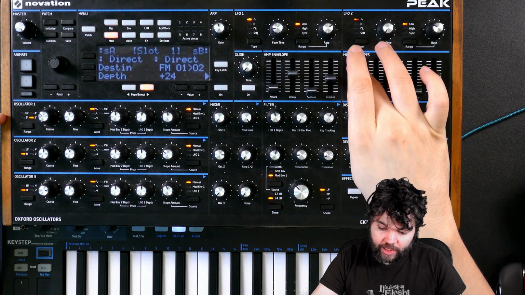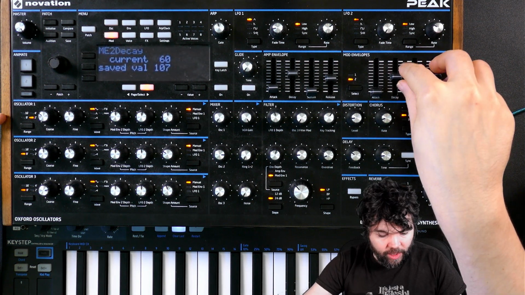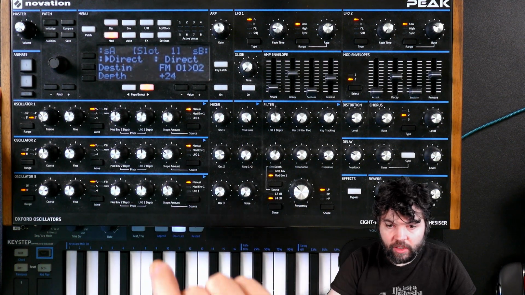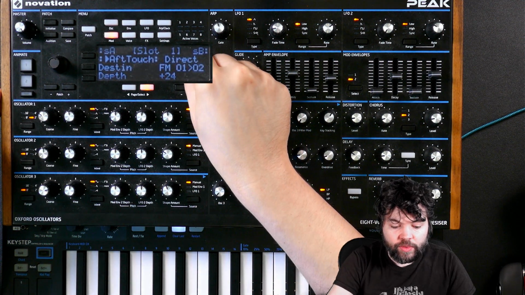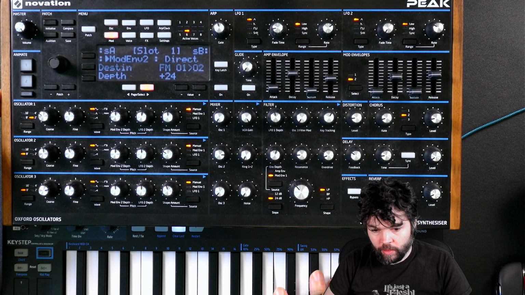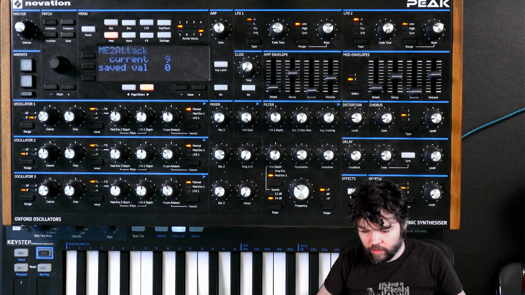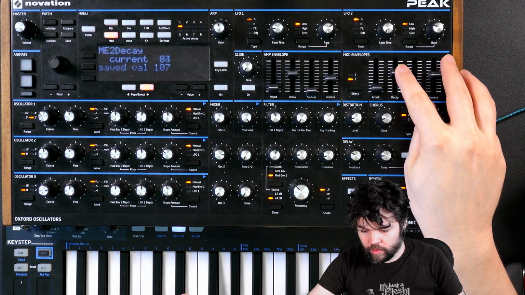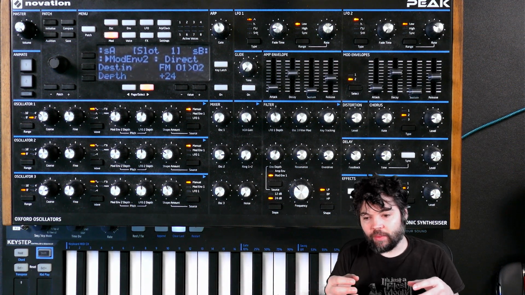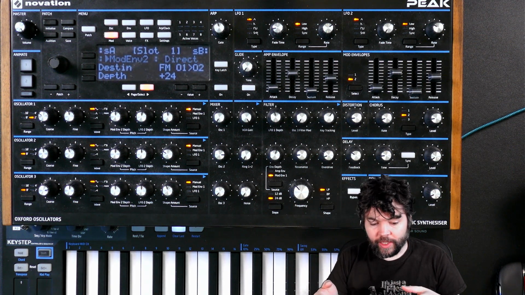In any case, let's look at mod envelope 2. Let's make a very simple plucky shape. And now, instead of directly sending oscillator 1 to 2, I'm going to use mod envelope 2. So I think you can already hear now we have something of an FM tone going on with relatively little work.